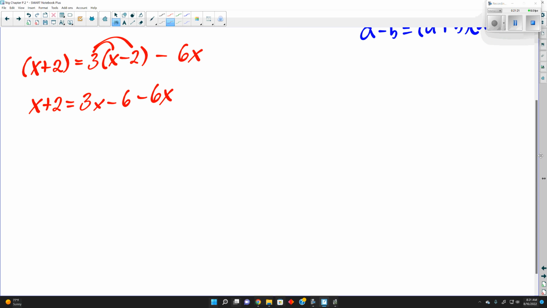Now at this point here, we can go on and solve. We can combine like terms. On the left-hand side, we don't have any like terms. On the right-hand side, we have 3x minus 6x, which would be negative 3x minus 6. What do we want to do next? We can subtract x from both sides. So we're going to be moving the x's from the left side to the right side. Then we would need to do what? Move the numbers from the right side to the left, yes?